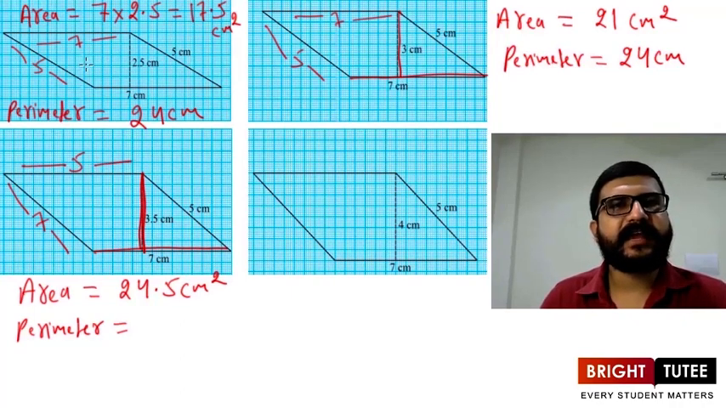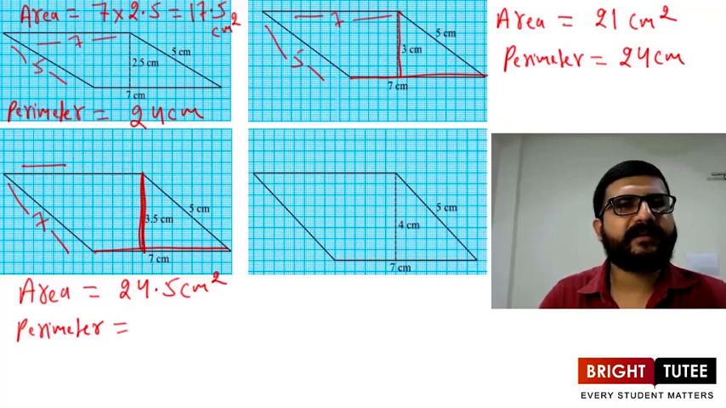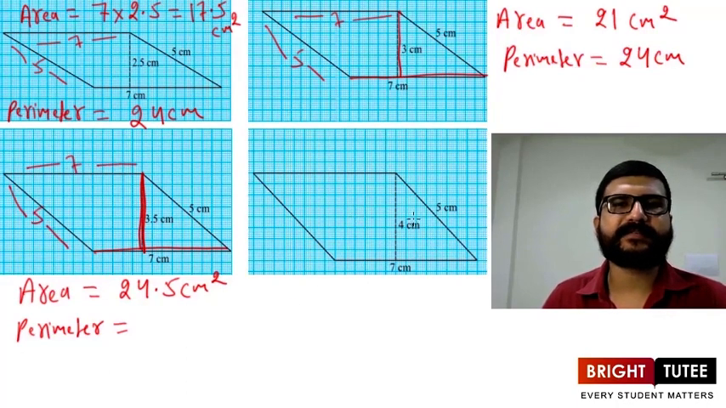If we observe, all the side lengths of the three parallelograms which we have seen till now are equal. Two of them are 7 and two of them are 5 centimeters. So here this one is 7, so this one will be 7 and this one will be 5. Now let's move to the next parallelogram.